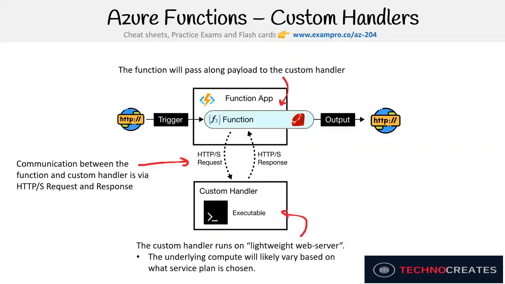The custom handler runs on lightweight web servers. The underlying compute will likely vary based on what service plan is chosen, so it's going to be other places. I couldn't really figure out where they were. The custom executable for the custom handler is bundled along with your function code. So there's that. Some things about the application structure.